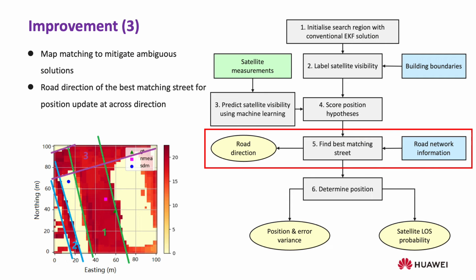The second is that the road direction of the best matching street can be helpful to update the position state based on the shadow matching algorithm later in the filter. The filter can only update its position state across the street, not along the street direction.